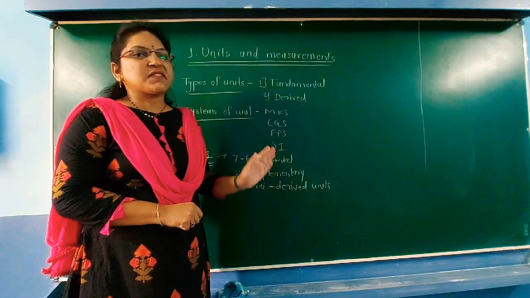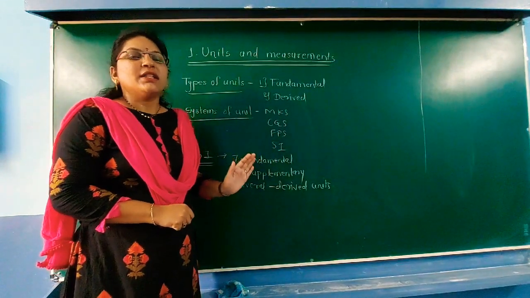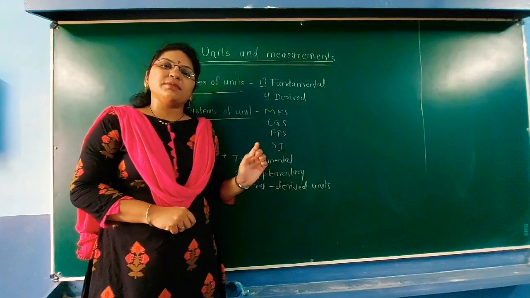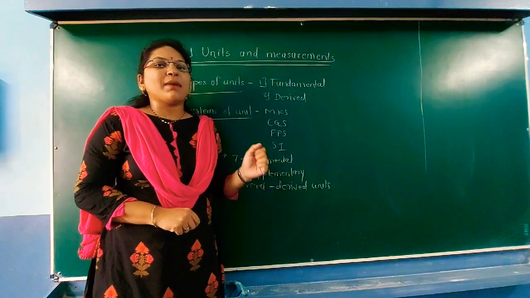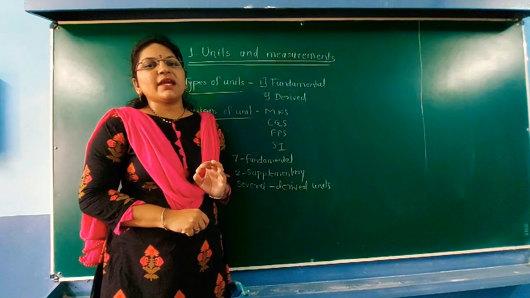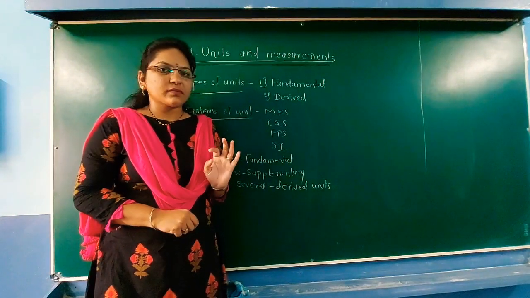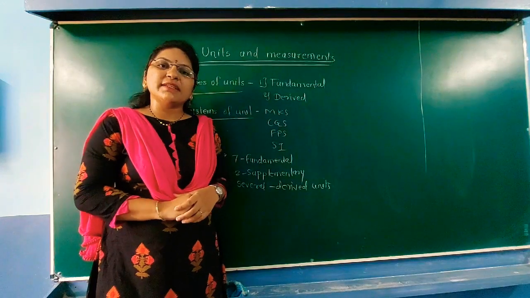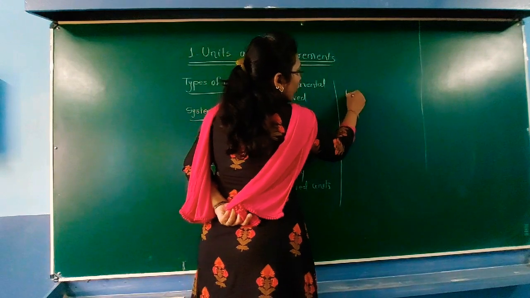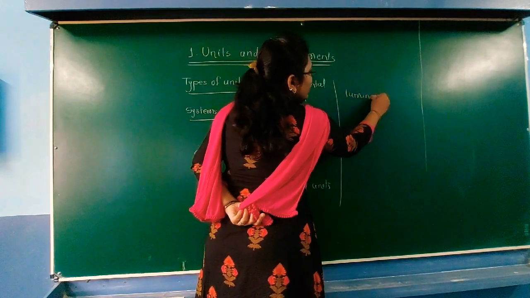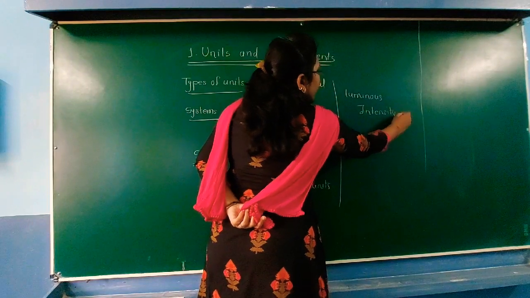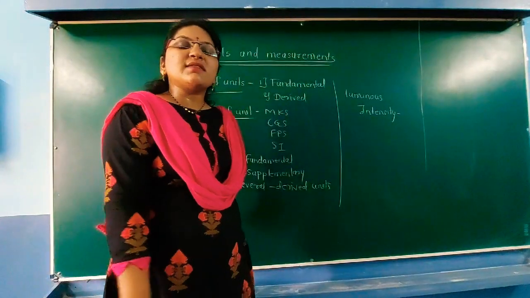For that you can see the last lecture. Now all of you know about length, mass, time, temperature, electric current and amount of substance. But luminous intensity is a new point for you. So what is luminous intensity? It is a physical quantity which we take as a fundamental quantity in the SI system.